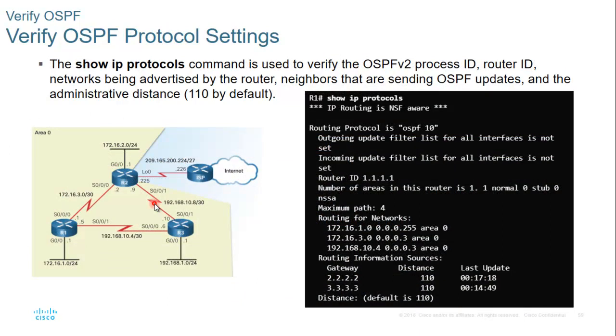The show IP protocols command is used to verify the OSPF version 2 process ID, router ID, networks being advertised by the routers, neighbors that are sending OSPF updates, and the administrative distance, which is 110 by default. So for you to know what is going on, you can do this command and then look at whatever is there.